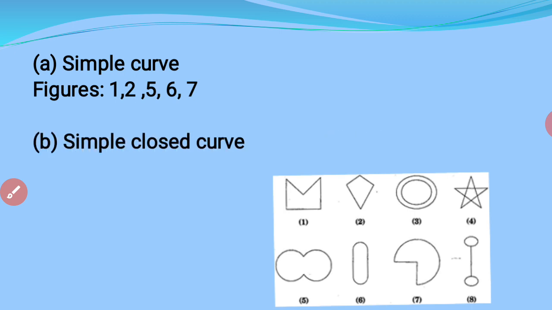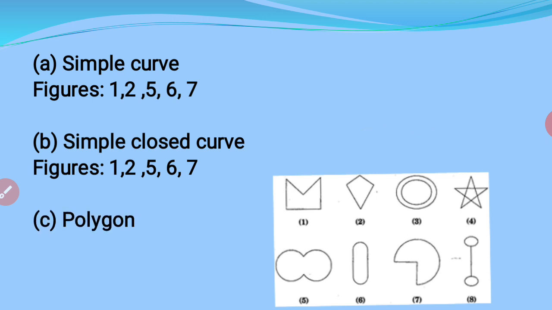Next, simple closed curves. Here again the same figures will be considered because they are no doubt simple curves as already stated. Moreover, they all are closed. That means their starting and ending point is one and the same. So they can also be termed in this case as simple closed curve.